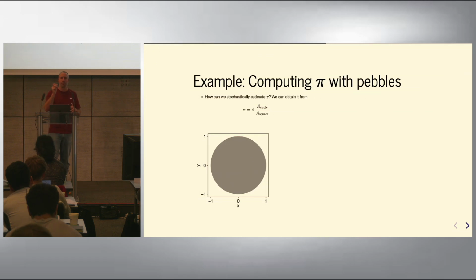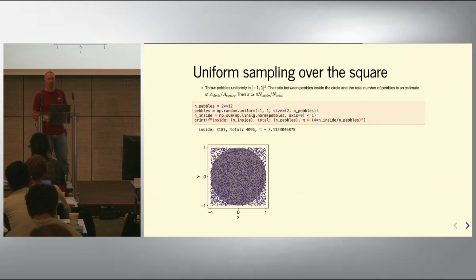Okay? So for this, I need to be able to throw many pebbles in an unbiased, uniform way in the square. It's a bit cumbersome to do if you do it yourself, but we have computers to do this. So that's a small snippet of code that does exactly this. It throws 2 to the 12 pebbles. It's not something you want to do yourself. It throws them uniformly on the square, and you get all these purple dots.